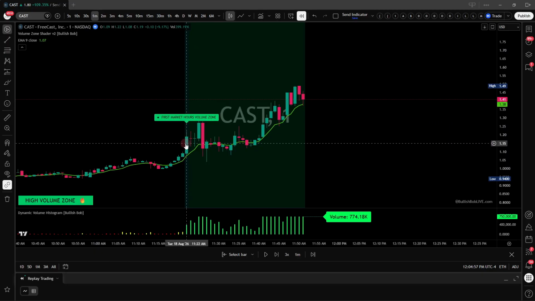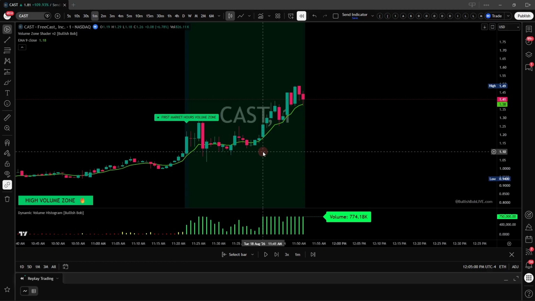Because we're not trading on the first volume candle. That's not the point of this indicator. It's not for our entry and our exit. It's just letting us know that, yes, there is participation here.